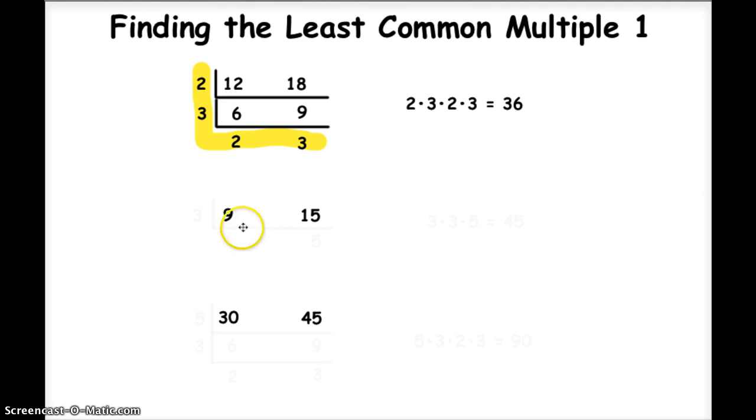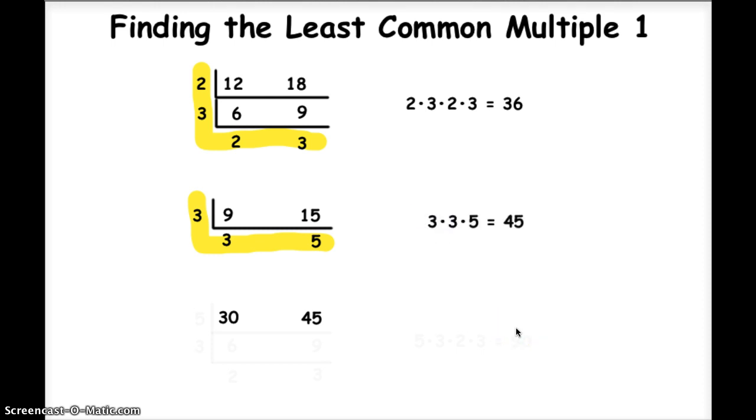In this case, I have 9 and 15. I know that 3 divides both 9 and 15, so I'm going to put the 3 on the outside. 9 divided by 3 is 3. 15 divided by 3 is going to be 5. Now, the only number that divides both 3 and 5 is going to be 1. So I'm all finished except for making my L and multiplying it. So let's make my L. 3 times 3 times 5. And when I do that, 3 times 3 is 9, times 5 is going to be equal to 45.